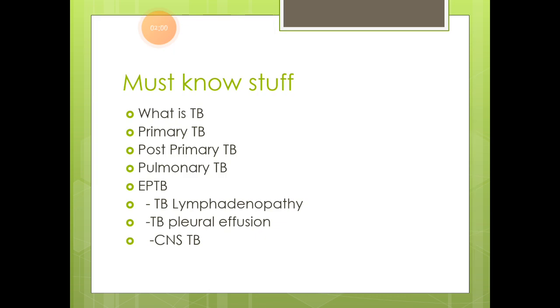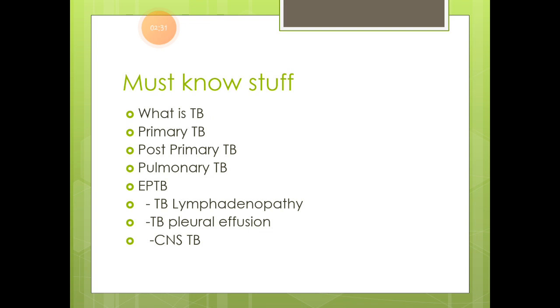Must know stuff to study TB. You should know tuberculosis in detail, because this diploma is mainly on tuberculosis and chest diseases. One whole part is for tuberculosis, so you should know TB in detail. First of all, you should know what is TB, and then what is primary TB, and then post-primary TB, and then more importantly pulmonary TB.